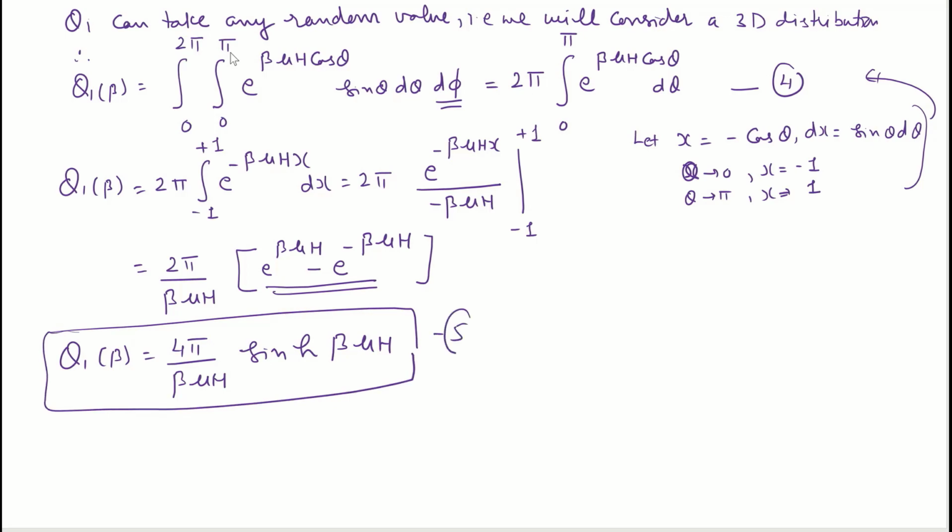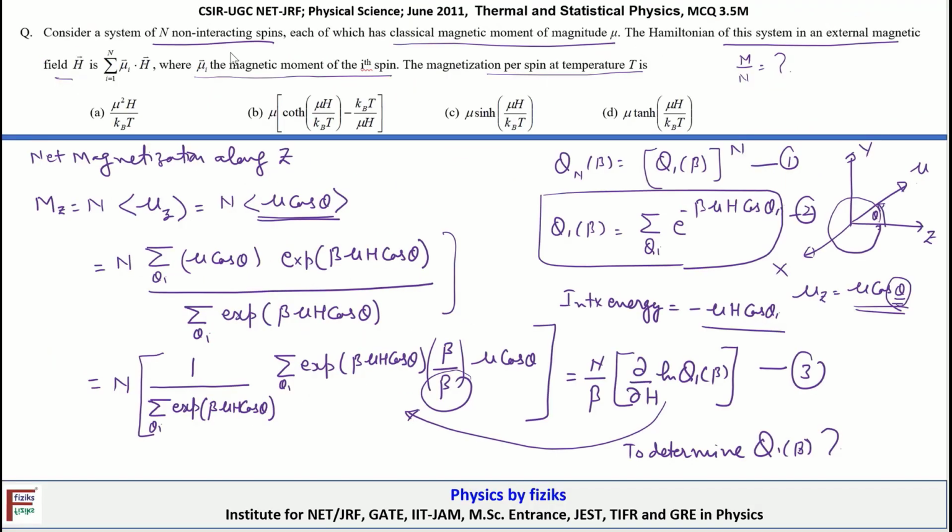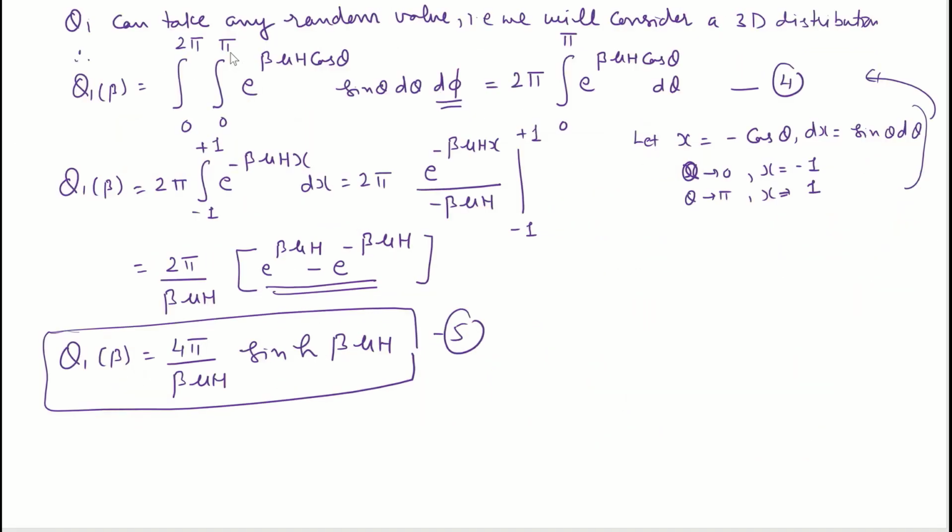Let me call this equation 5. Okay, now we will make use of equations 3 and 5. So what is equation 3? That connects the mz with the partition function. From here we will be able to determine mz by n. Okay, so now equations 3 and 4.